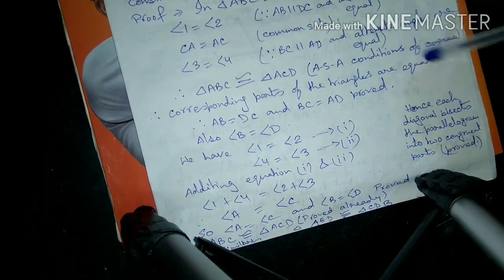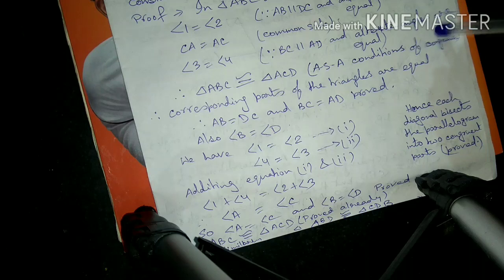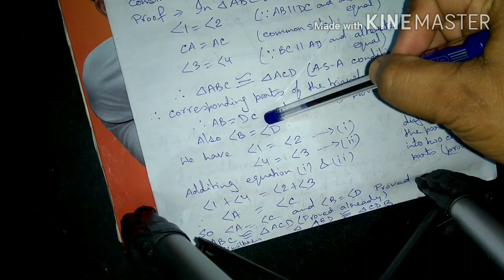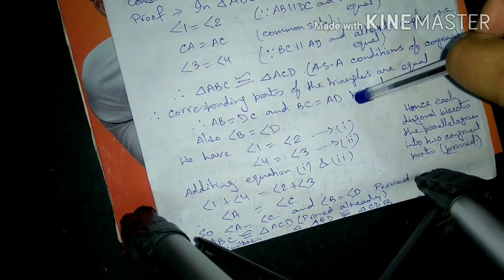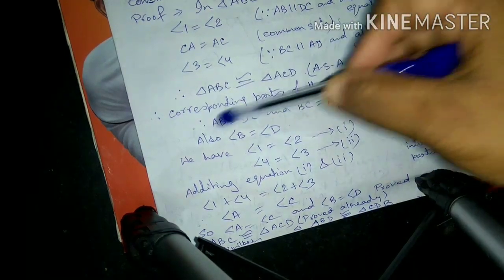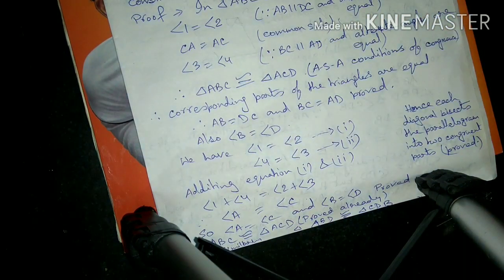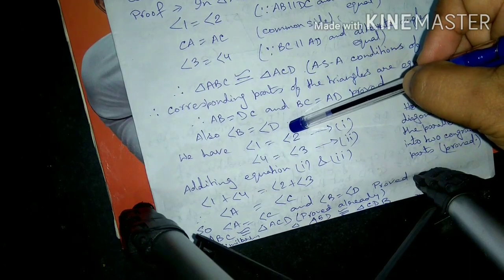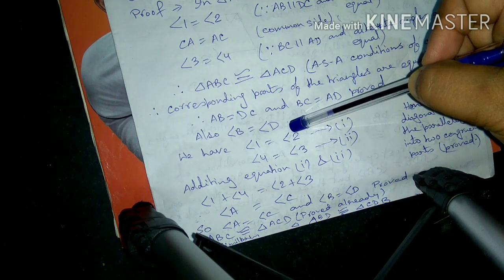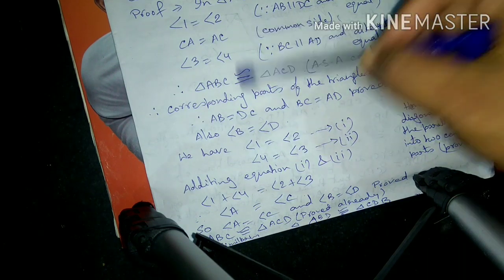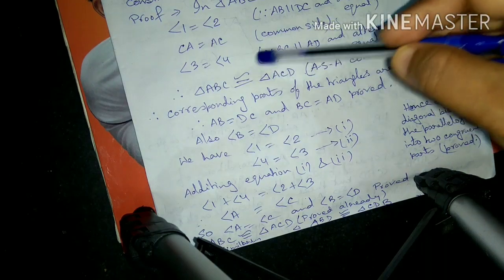So if they are congruent, then what will happen? Therefore corresponding parts of congruent triangles are equal. That means all the corresponding parts are equal. Therefore AB is equal to DC and BC is equal to AD. Proved. That means opposite sides are equal. And also angle B is equal to angle D. That also is a corresponding part of the two triangles.